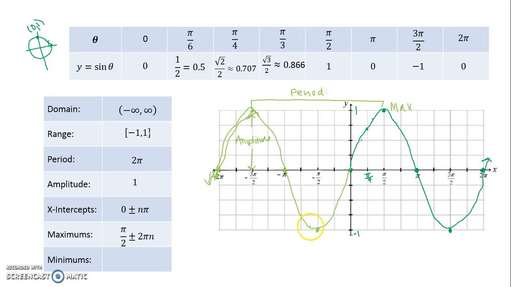Minimums are also 2 pi apart, but now they're at the 3 pi over 2 and the -pi over 2. So it's going to be 3 pi over 2 plus or minus 2 pi n. This is my basic graph for sine.